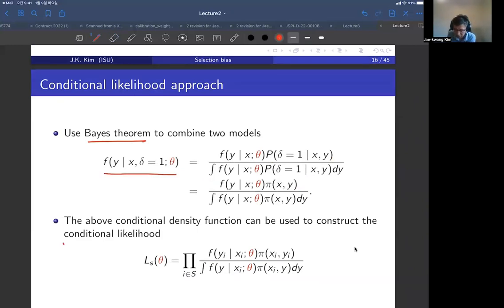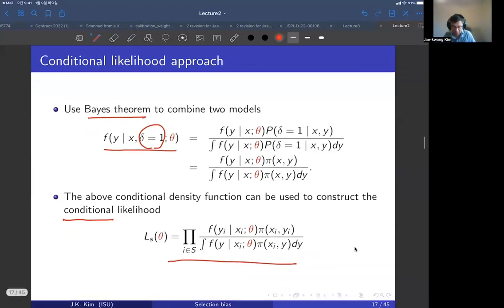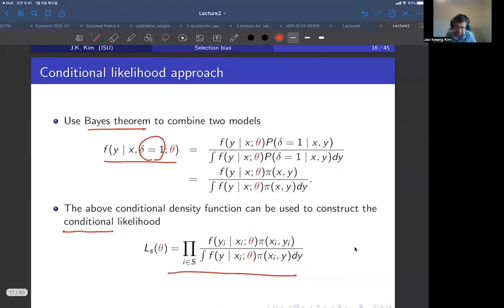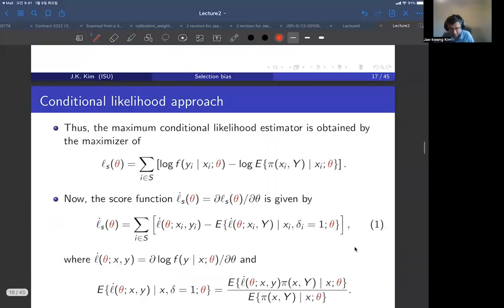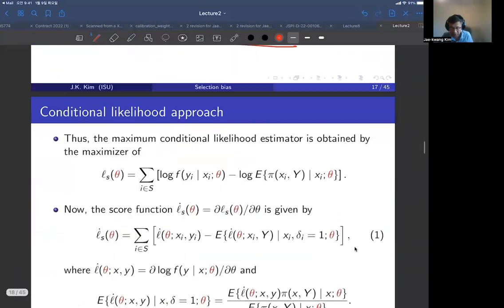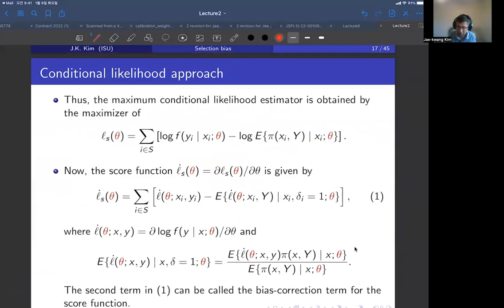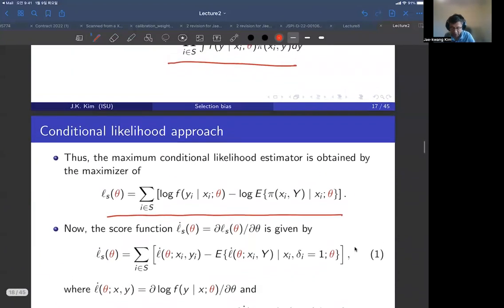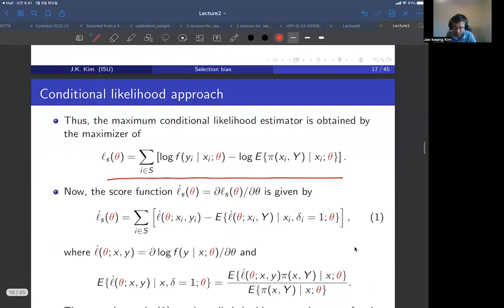So we can call it conditional likelihood. So it's conditional on the sample, right? Conditional on the sample. So we can call it conditional likelihood. Sometimes it is called the sample likelihood. So with the conditional likelihood approach, once you have this likelihood, you can take the log and then construct the score function, things like that. So you can take the log to get the log likelihood and then solve this equation.